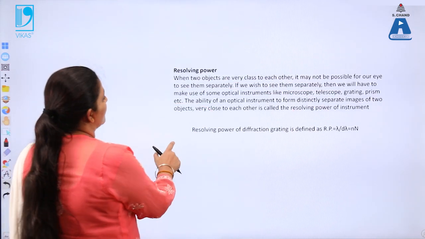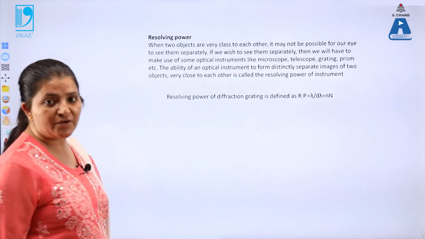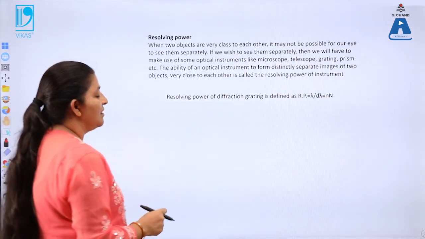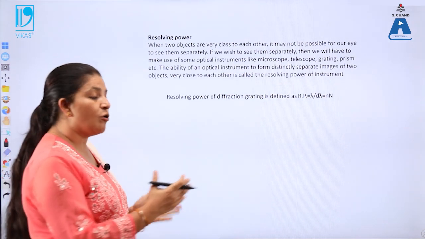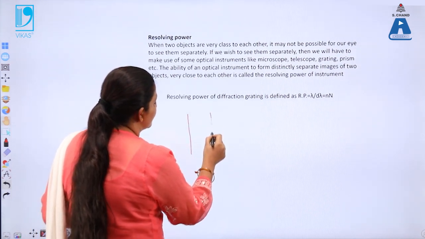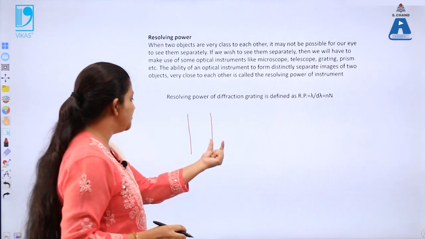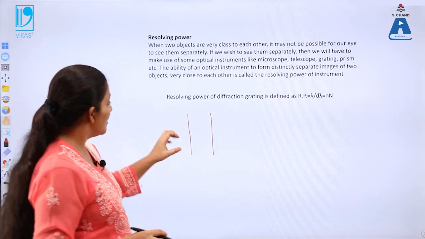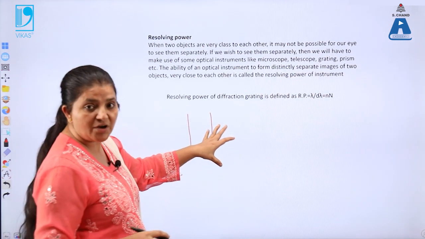Now next is the resolving power of grating. So firstly, what is the resolving power of a normal instrument? Resolving power is basically defined as the capacity or power of an instrument to resolve two objects. What is the Rayleigh criterion of resolution? According to the Rayleigh criterion of resolution, two objects can be seen separately from each other when the central maxima of one falls on the minima of the other.